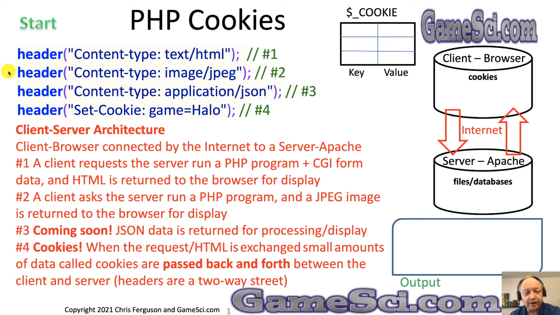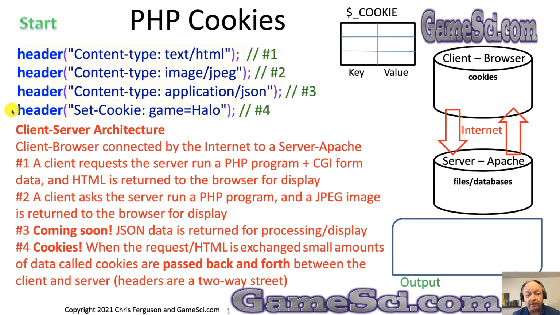With the number 2 header, right here, the client asks the server to run a PHP program, and this time a JPEG image is returned to the browser for display. This header, which is sent back to the client, is telling it, expect to see a JPEG in my return data. The third header here, content type application/JSON, this is coming soon. JSON data will be returned to the browser for processing or display.